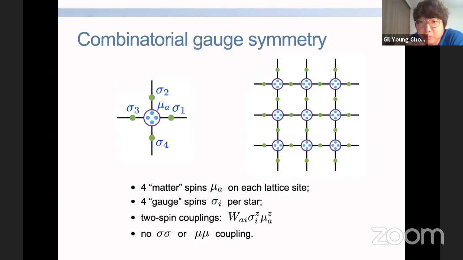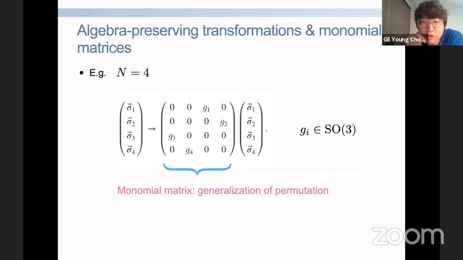I have a question, sorry. In the previous slide, when you say monomial matrix, is it the 4x4 matrix, or is it the 4x4 times some SU(2)? It's a 4x4 matrix. Basically, you should really view this as the representation of the SU(2) rotation on the spins. Monomial basically means that there is only one non-zero element per row and per column in this case. Okay, good.